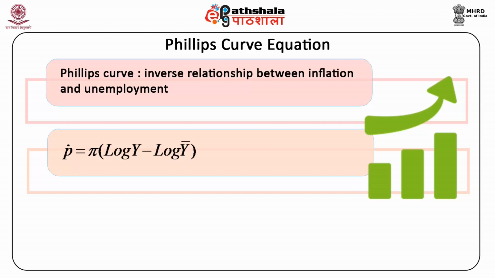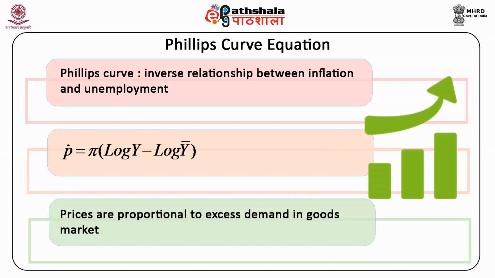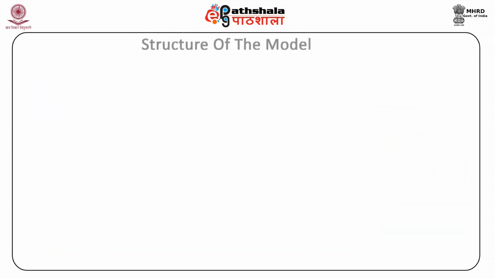Since prices increase with excess demand and are sluggish or slow to adjust, 0 is less than pi is less than infinity. Thus, the above equation shows that the prices are proportional to the excess demand in the goods market. Next, we have the structure of the Dornbusch overshooting exchange rate.